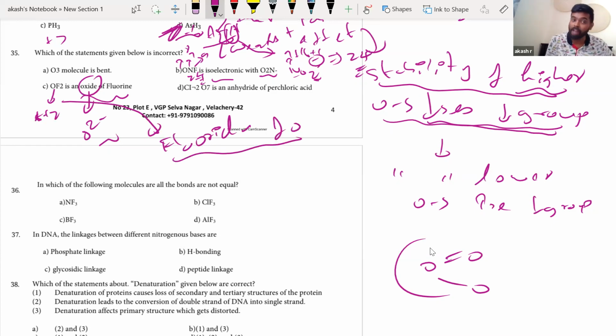This is how you can call it, not oxide of fluorine, right? It is fluoride of oxygen, because fluoride is F minus. That I know. That is what is exactly here. Fluorine is in -1 oxidation state. But oxygen should, if at all it is an oxide, be in -2 oxidation state. But no, here it is in +2. So this is the incorrect statement. So C is the correct answer.